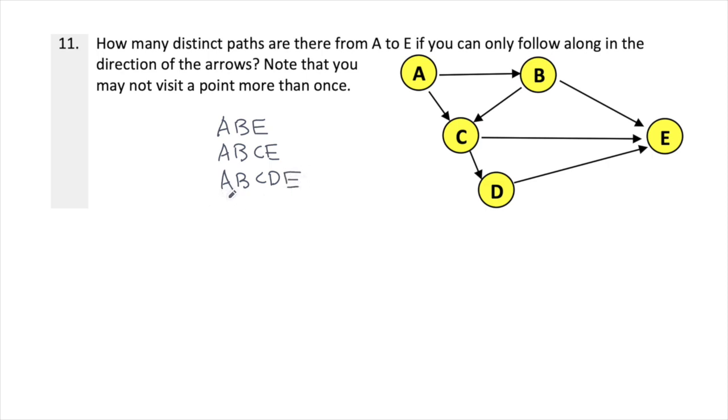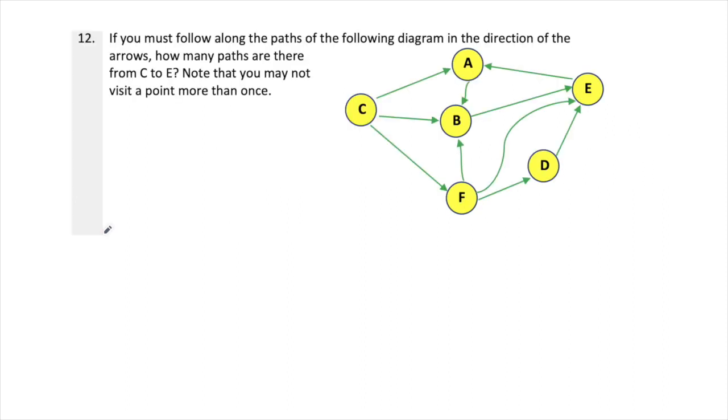Now let's list out all the ways that go through point C first. They would be ACE and ACDE. These are the only 5 ways to go from point A to point E, so the answer to this problem is 5.